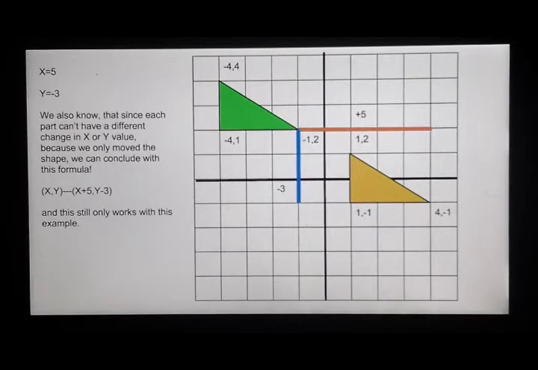We also know that since each part can't have a different change in x or y value, because we only moved the shape, we can conclude with this formula: x, y to x plus 5, y minus 3. And this still works only with this example.